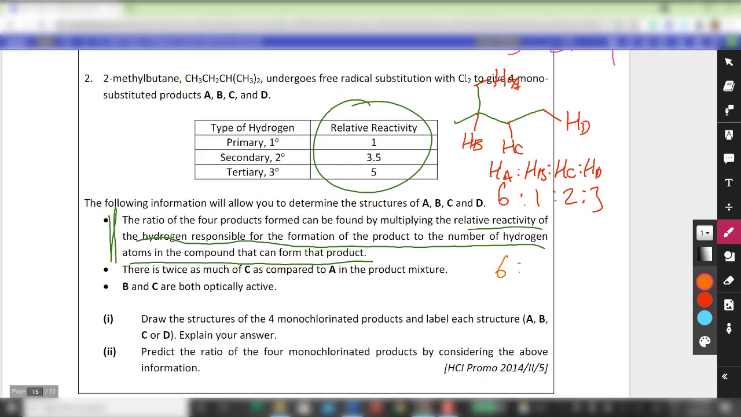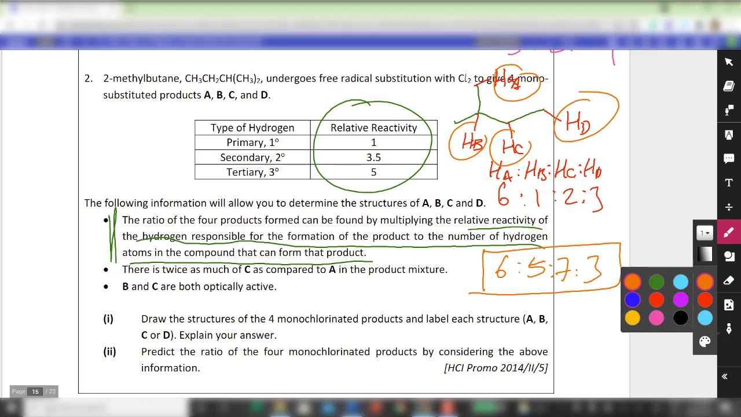because 6 times 1 is 6. And then HB is actually a tertiary hydrogen, so that will be 1 times 5, which is 5. And then HC is actually a secondary hydrogen, so that's 2 multiplied by 3.5, that will be 7. And then HD is another primary hydrogen, so that will be 1 multiplied by 3, so that's 3. So this would be the actual product ratio, 6 is to 5 is to 7 is to 3, if we just define them as HA, B, C, and D in this particular manner.